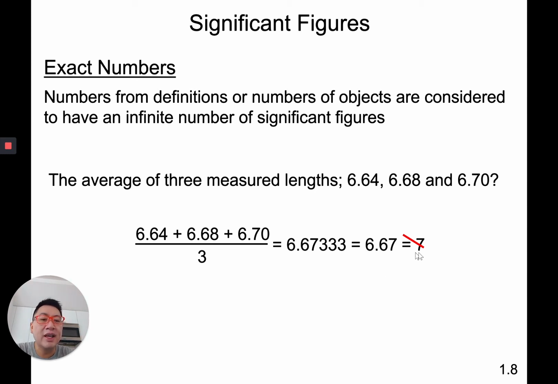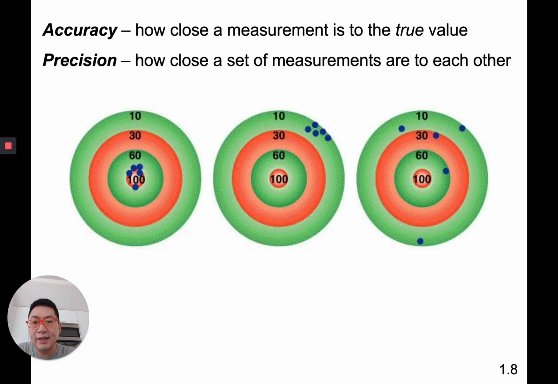No, it's not 7. And the reason why it's not 1 sig fig is that this number 3 is an infinite number of sig figs. This is 3.00000 to infinity. Where does the number 3 come from? The number of numbers, there are 3 numbers here. That's where that 3 came from. So numbers of objects, or a definition, are considered infinite number of sig figs. Again, 3 is an exact number. Even though we don't write 3.0000 to infinity, it's an exact number, so that's an infinite number of sig figs there. Okay, so that's the definition of exact numbers.